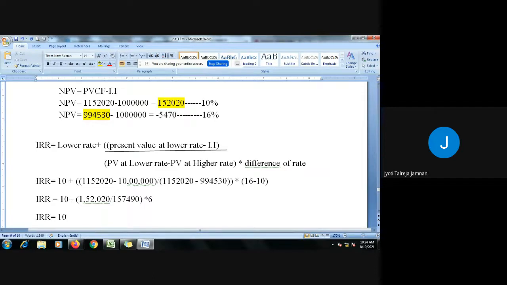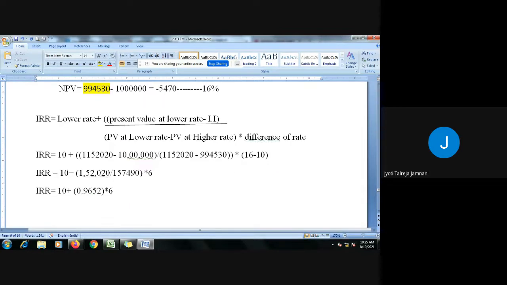10 plus. So let's divide 1 lakh 52,020 divided by 1 lakh 57,490. You get 0.9652. I'll take 4 digits, 0.9652 after the decimal, into 6. So first we'll multiply. So 0.9652 into 6. You get 5.79.